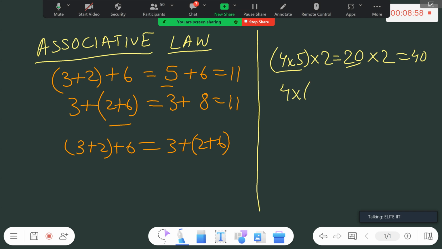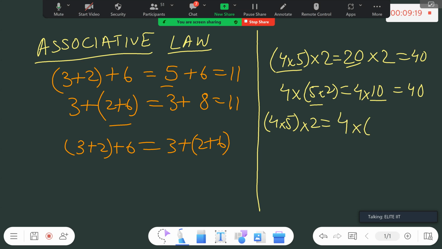And what if we take 5 into 2 first? 5 into 2 is 10, and 4 into 10 gives you 40. Here also the answer is the same. So it does not matter which two numbers you multiply first. The answer will be the same, and so in multiplication associative law holds true.